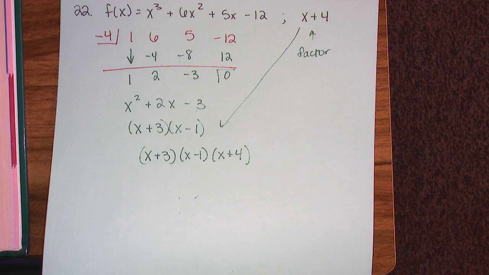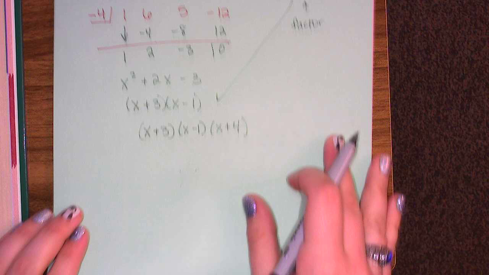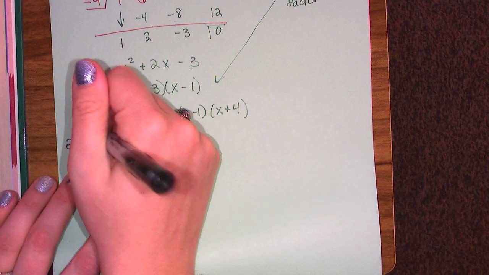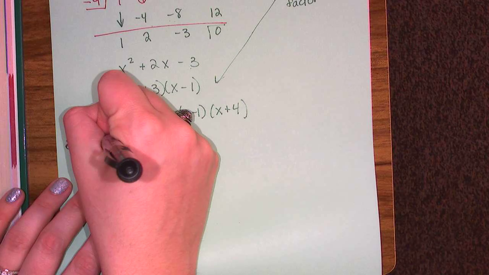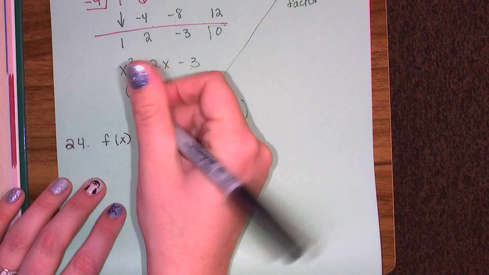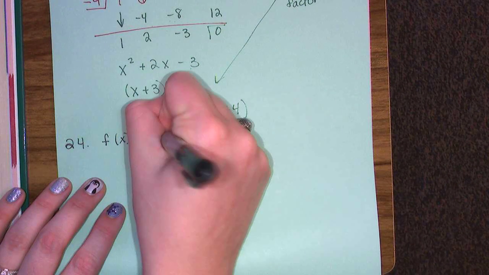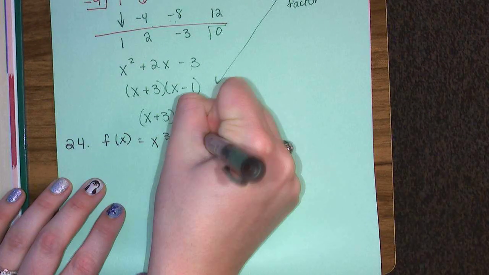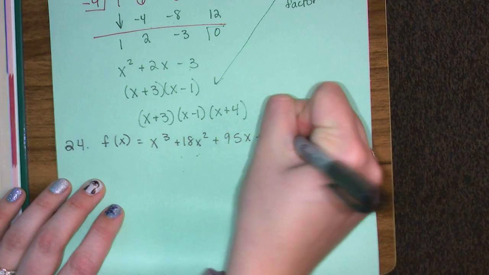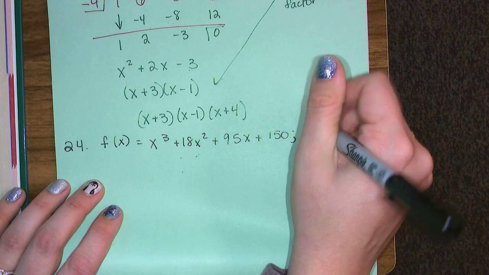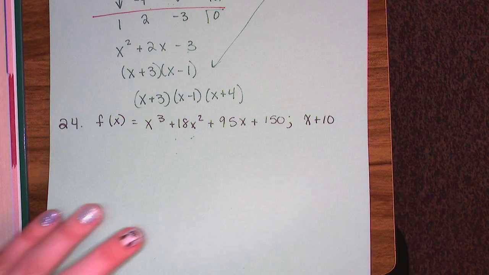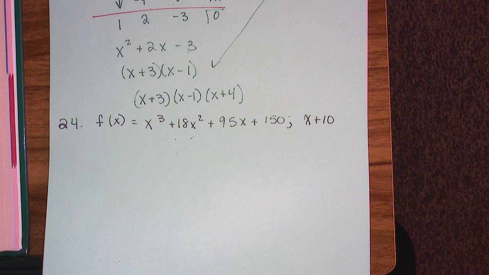All right, let's do another one. Let's do 24. Yeah, you can try if you want. F of x is equal to x cubed plus 18x squared plus 95x plus 150. And the factor that we're given is x plus 10. So go ahead and try to factor this one completely.